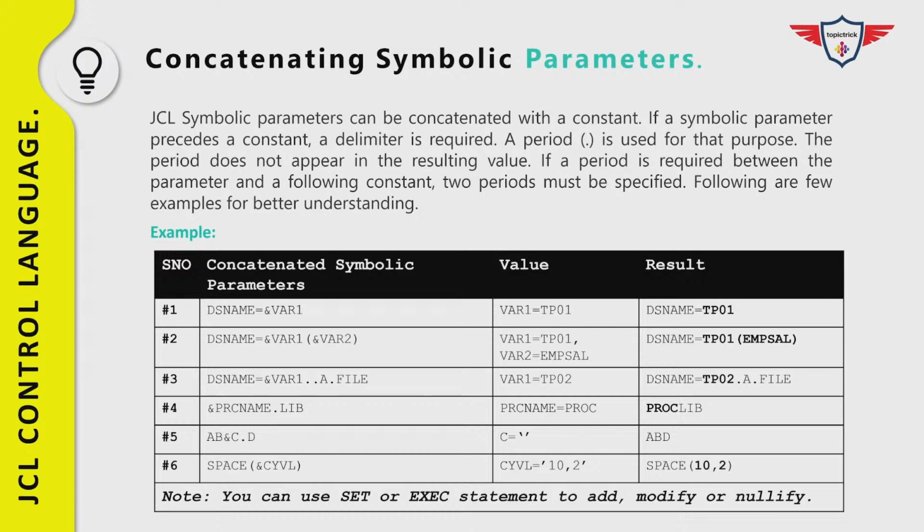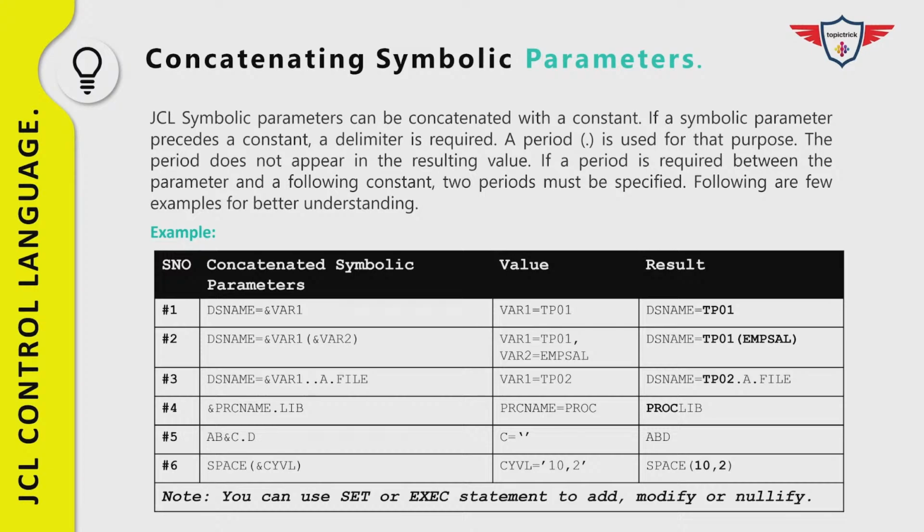Similarly, in example 3, we'll try to construct the dataset name with the help of symbolic parameters. Again, you have DSN followed by an equal sign, and after that you have %var1, which is a symbolic parameter. Then you have period, a, period, file. I've passed the symbolic parameter value as TP02. So my output would be DSN equals TP02.a.file. This is how you can construct the dataset name with the help of symbolic parameters.